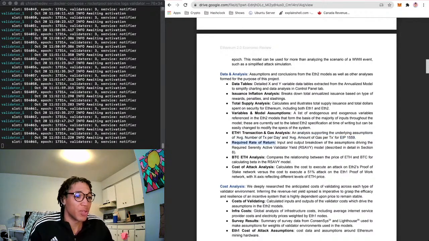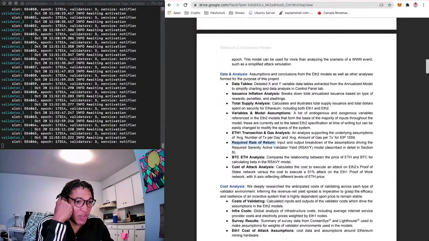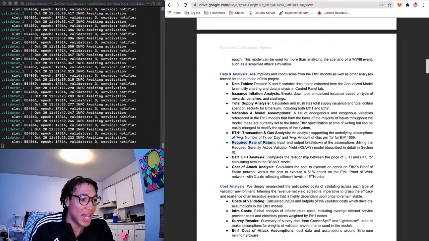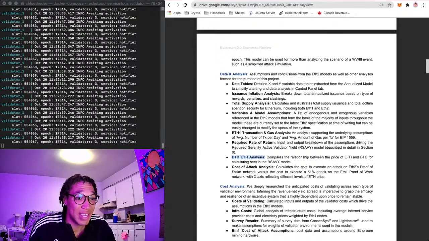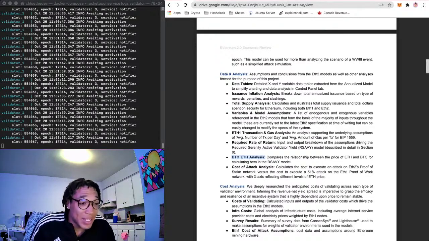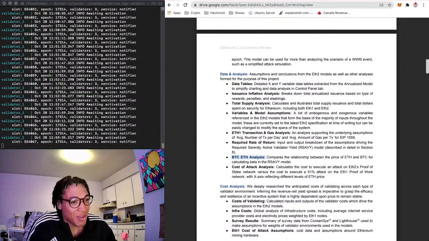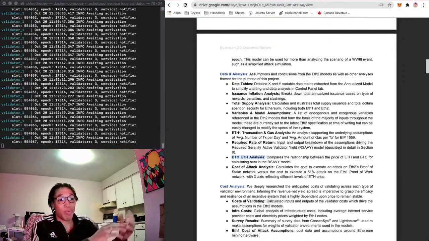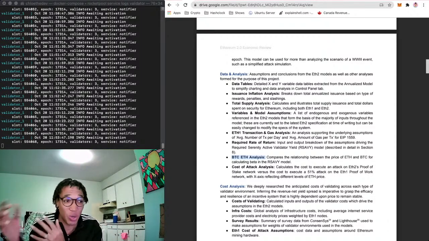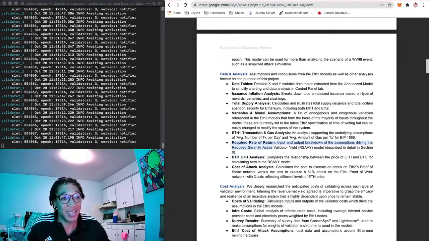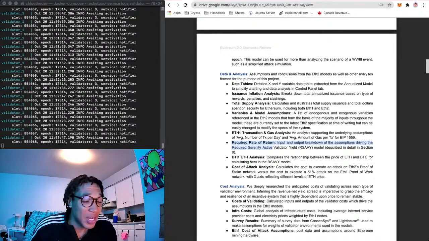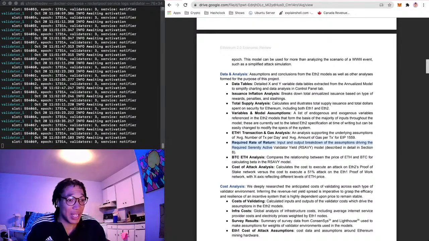Required rate of return: input and output breakdown of the assumptions driving the required Serenity active validator yield, our SAVVY model, described in detail in section 8. BTC-ETH analysis compares the relationship between the price of ETH and BTC for calculating beta in the R-SAVVY model. Interesting, very cool. So they're using the price of another chain to see how ETH and BTC correlate to figure out how we should build a model for Ethereum. I guess it makes sense since you have Ethereum 1, at least for now, relying on similar mining and hash algorithms.